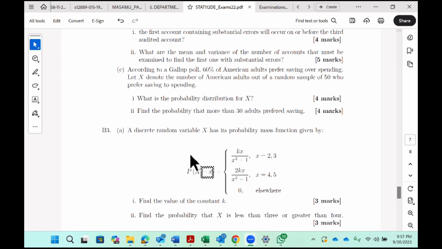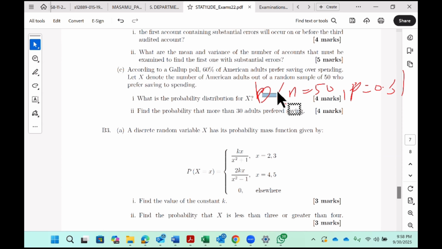So what is the probability distribution of X? X follows a binomial distribution. Then you have to state the distribution: your p equals 0.6, your n equals 50, and your q equals 0.4. Then write it here for us: the probability distribution is binomial with n equals 50 and p equals 0.6. Please remember to do that.